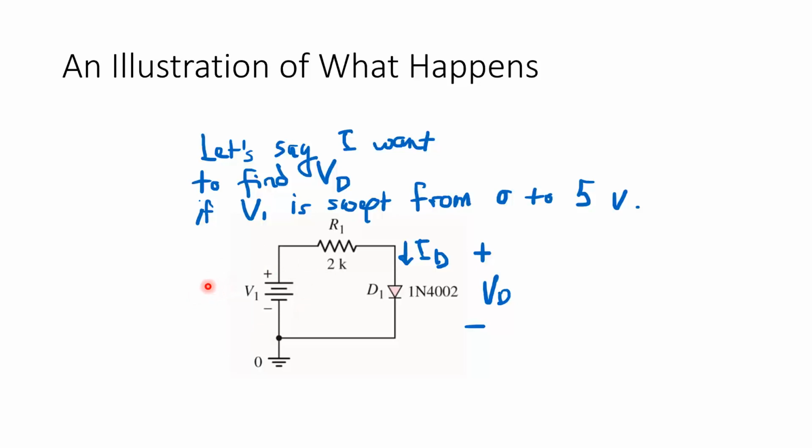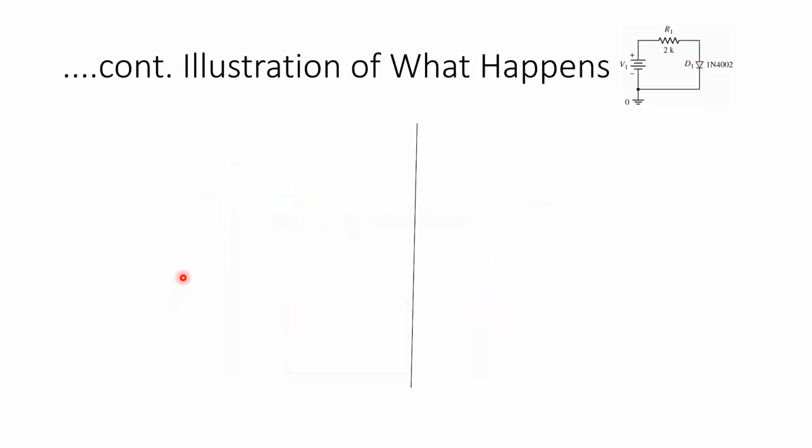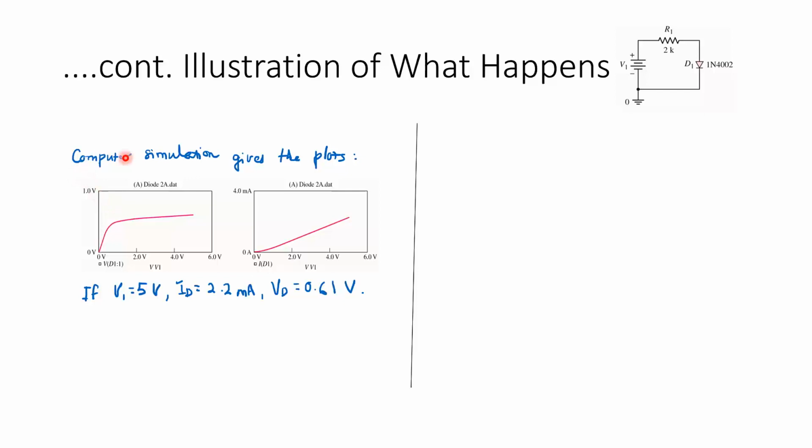Now if I use a computer, I can plot it. Okay, so let's see what happens. Now when I do the computer simulation, I just tell it to plot. I want to see what the voltage across D1 is going to be and what the current through it is going to be. So this is what the computer simulation gives me.